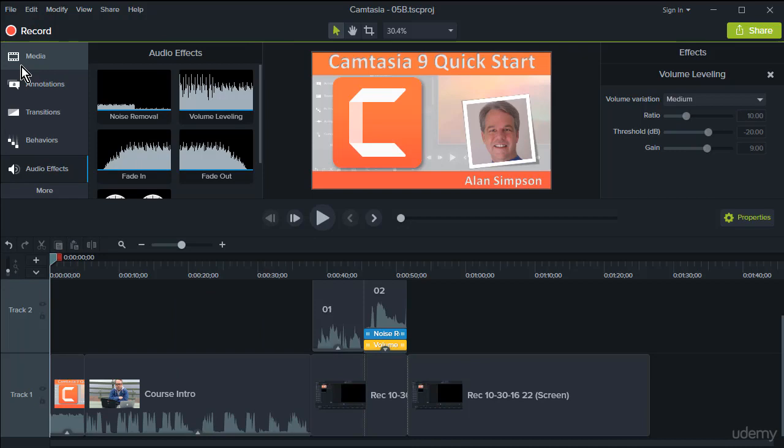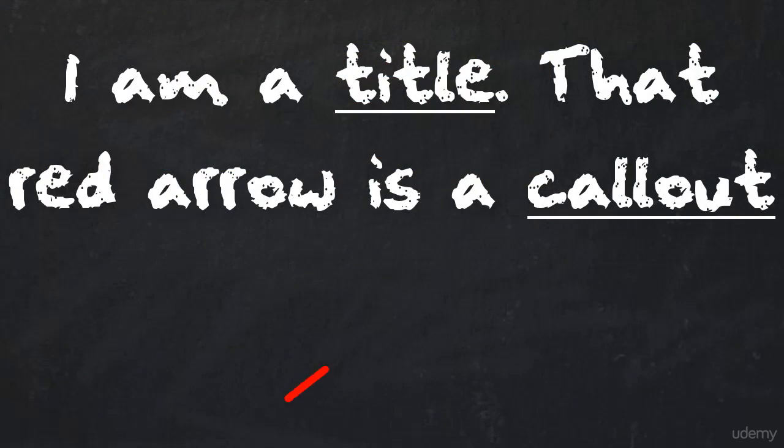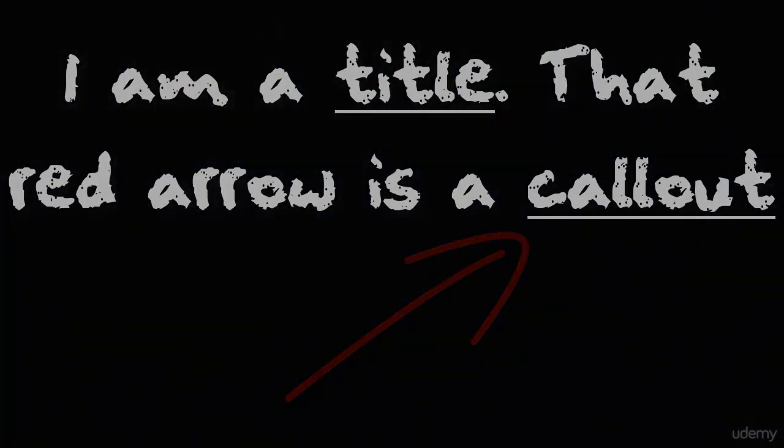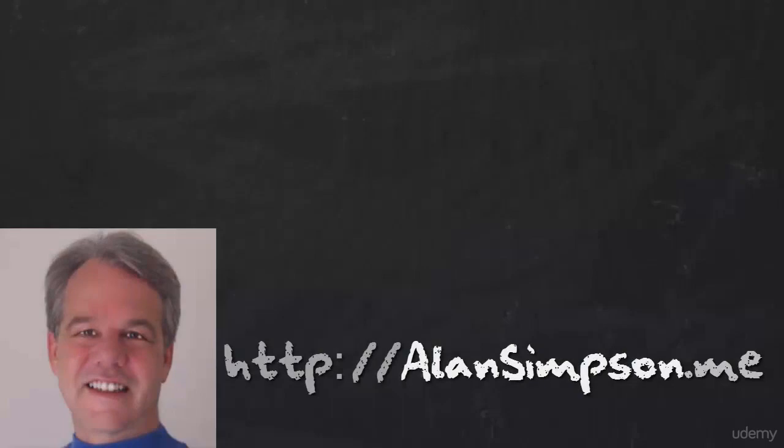And now in the next lesson we're going to talk about titles and callouts, which are tools that allow you to draw your students' attention to specific things on the screen, or to back up what you're saying with words on the screen. All right, I'll see you over there.